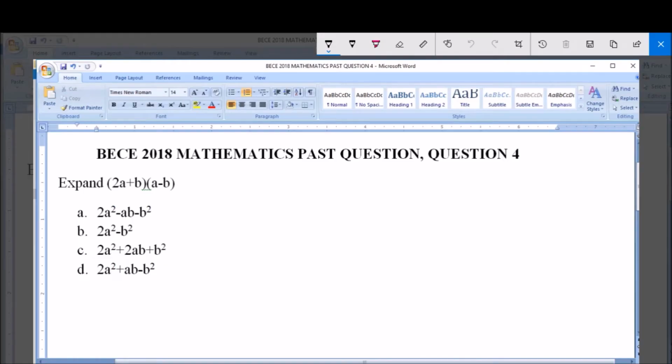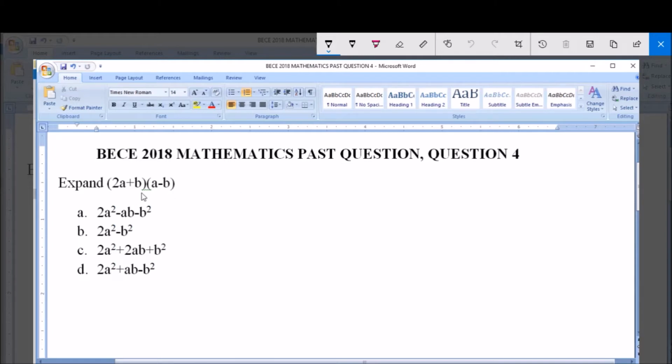Today we're going to be dealing with BECE 2018 Mathematics Past Question 4. Expand (2a + b)(a - b). A, we have 2a² - ab - b². B, we have 2a² - b². C, we have 2a² + 2ab + b². And D, we have 2a² + ab - b².